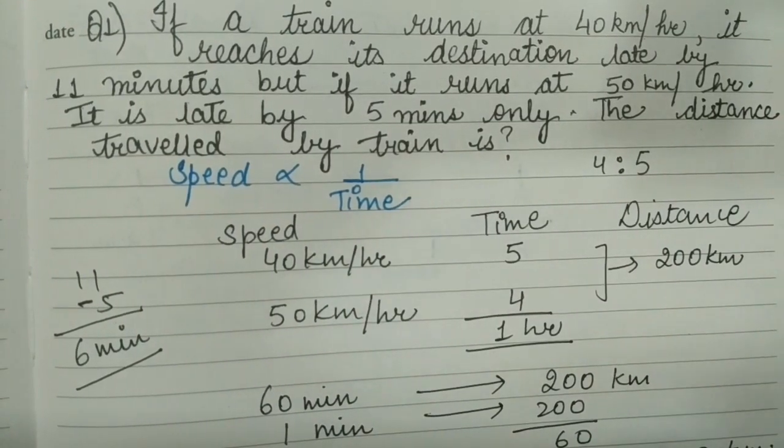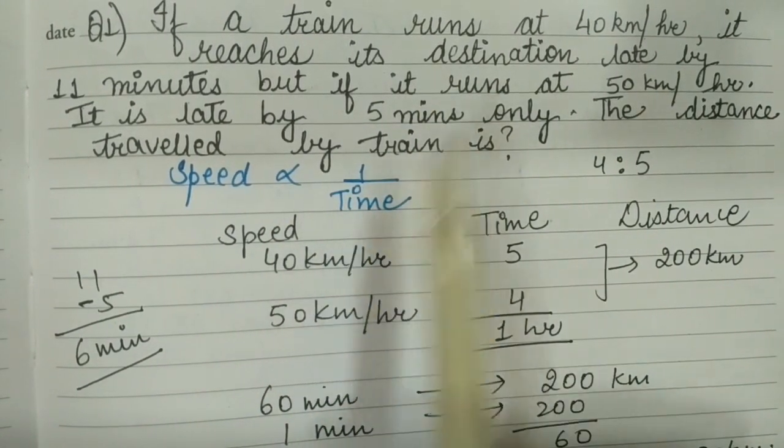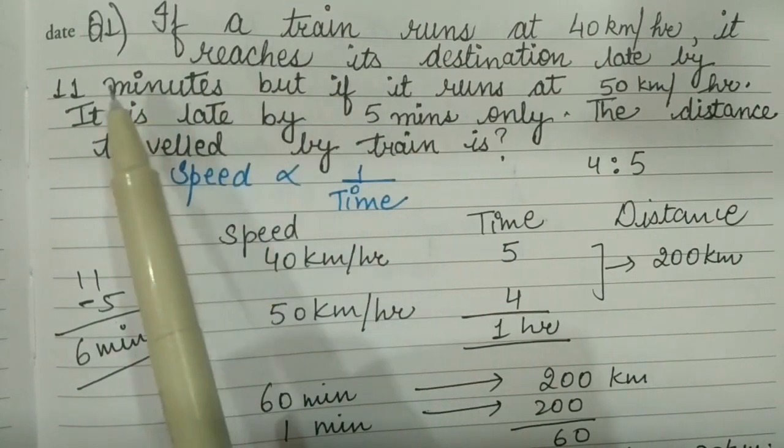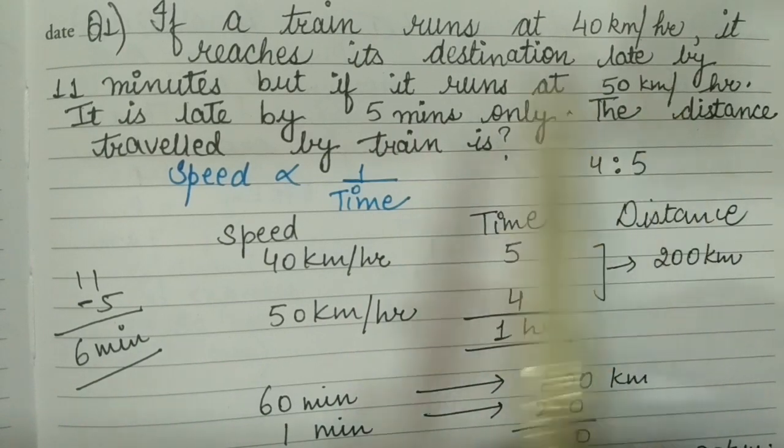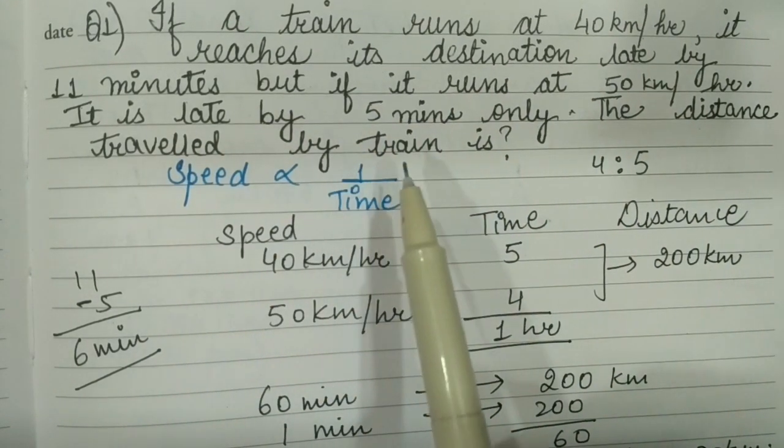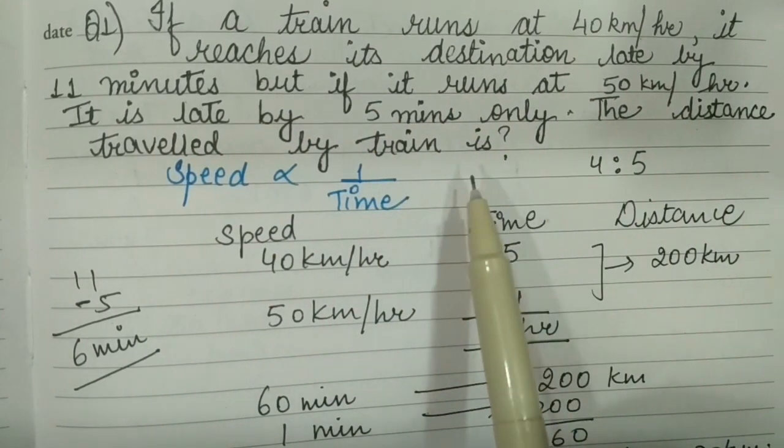First question is, if a train runs at 40 km per hour, it reaches its destination late by 11 minutes. But if it runs at 50 km per hour, it is late by 5 minutes only. Find the distance traveled by the train.